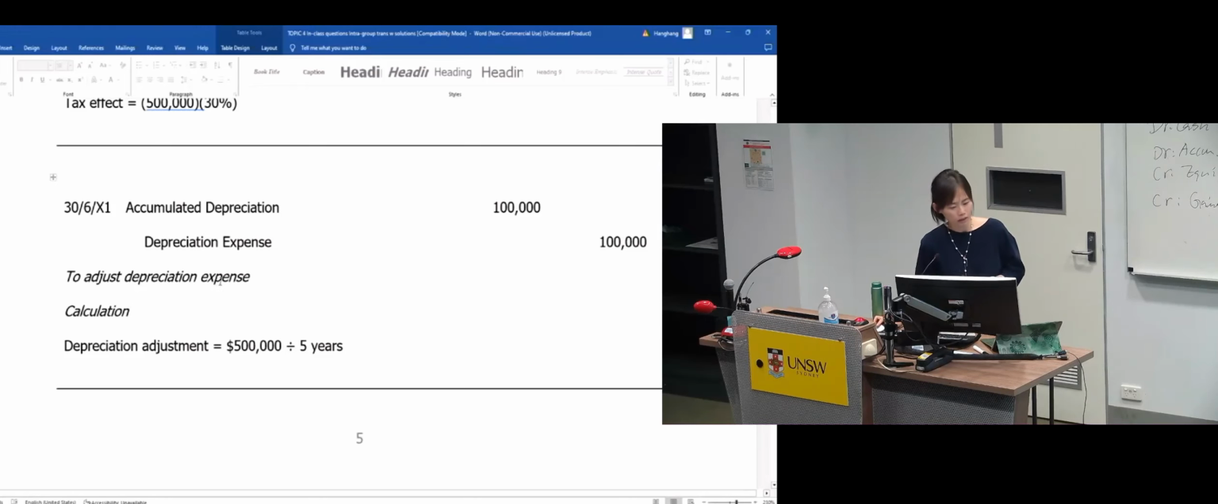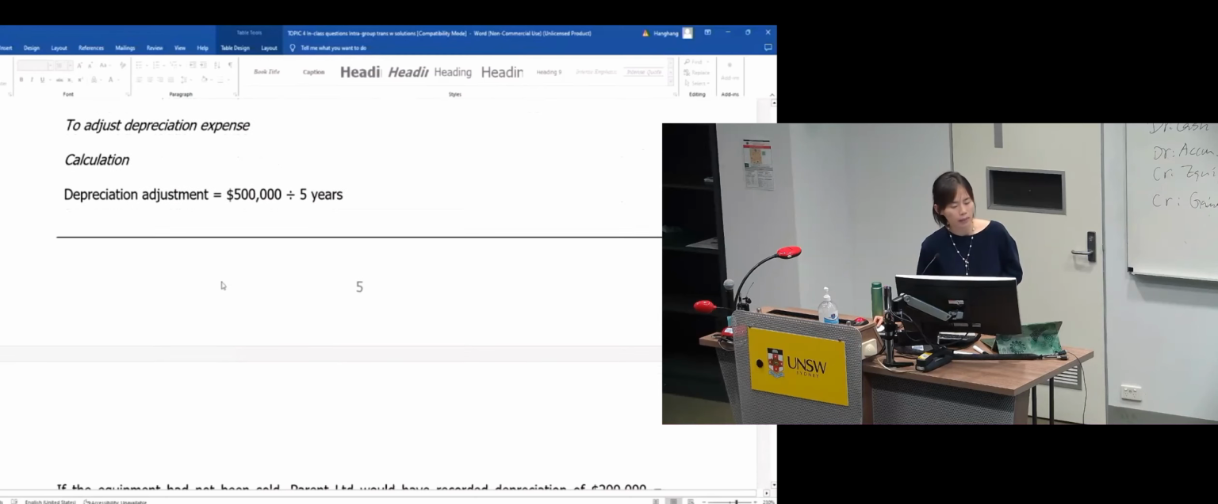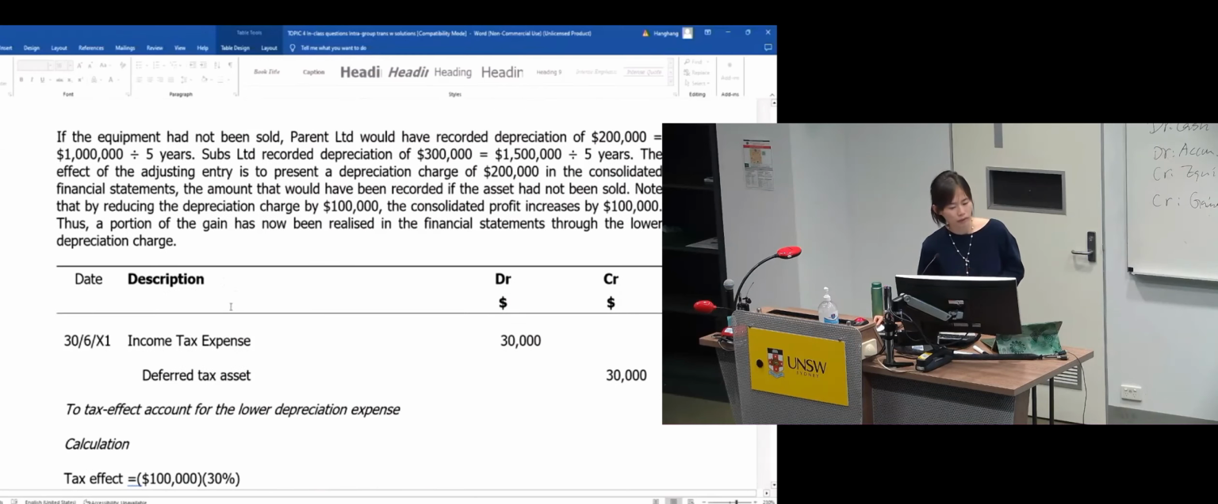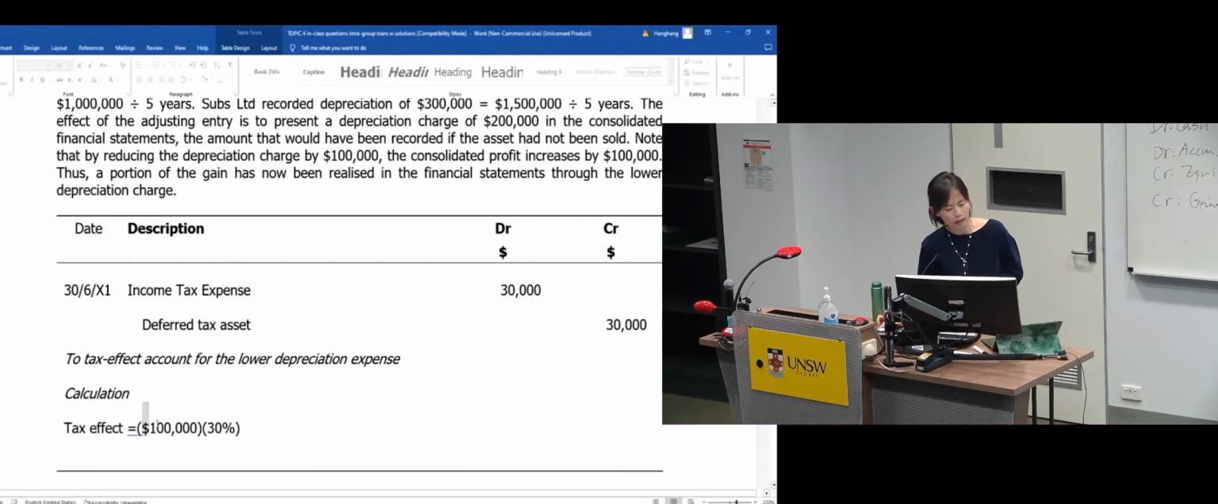And in addition to this, don't forget tax. Depreciation expense decreases, resulting in group profit increasing, therefore increasing the income tax expense. So the adjustment is based on the depreciation adjustment of 100,000 multiplied by the 30% tax rate. And then we're going to show a reversal of the DTA for 30,000. Now, this is your year X1 entry.